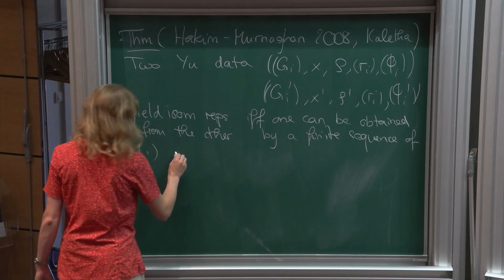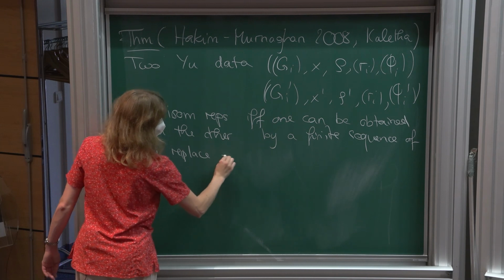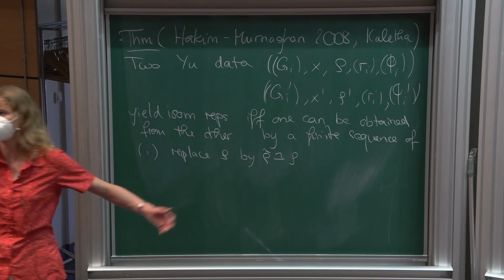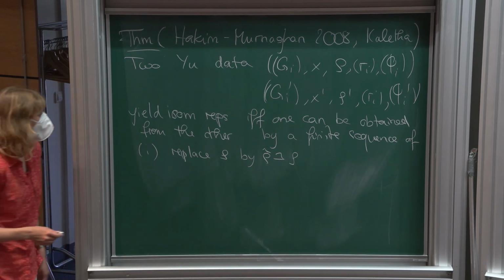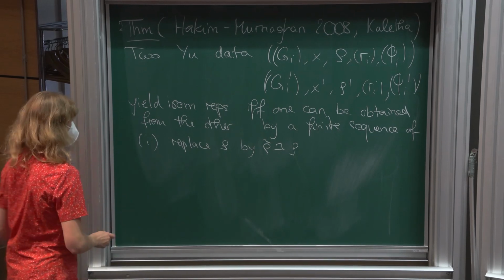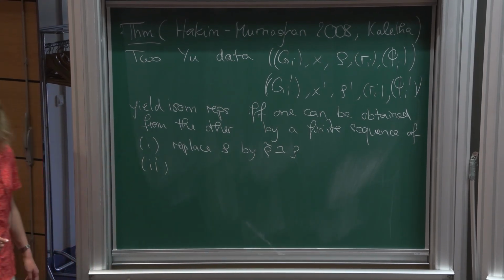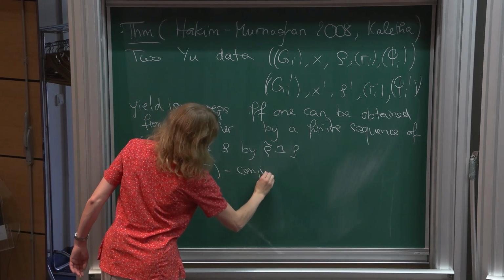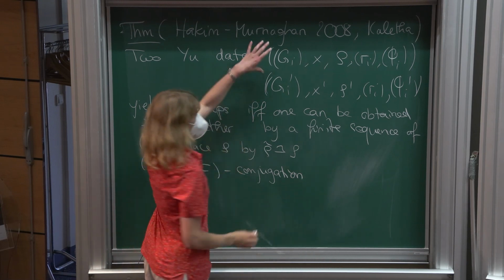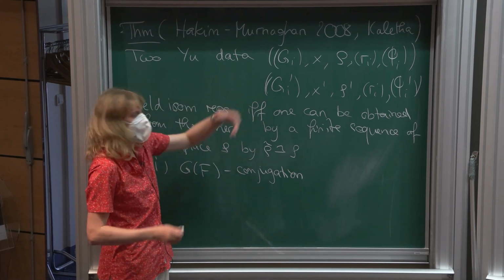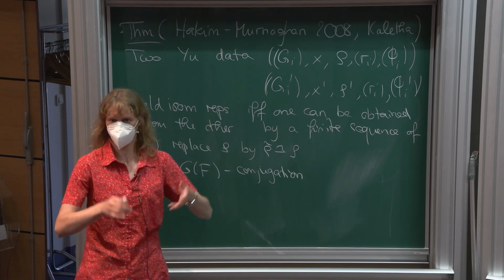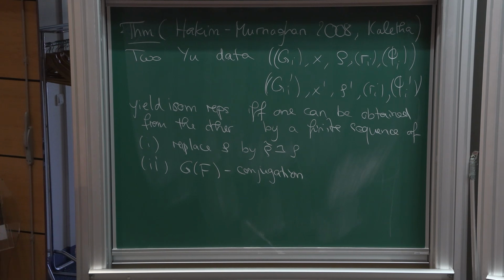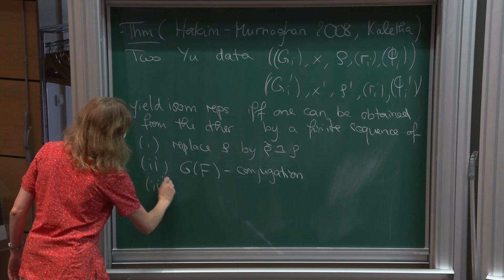The first one is you can replace rho by rho tilde, which is isomorphic to rho. Well, if you replace it by an isomorphic representation, you get isomorphic representation, so that's not surprising. The second thing is not surprising either, which is just conjugation by an element of G. So you can take the whole input and conjugate it by an element in your group. It's the same as what I said at the very beginning. If you take a torus and a character and conjugate this by an element in the group, you will get isomorphic representation.